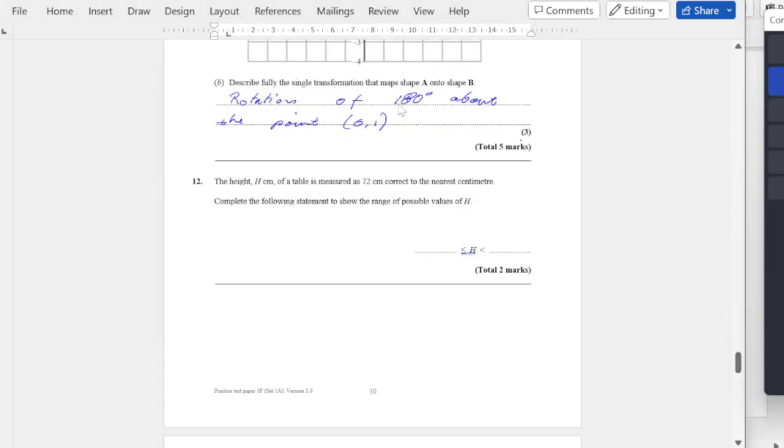Okay, question 12. The height h of a table is measured as 72 centimeters, correct to the nearest centimeter. Complete the following statement to show the range of possible values of h.